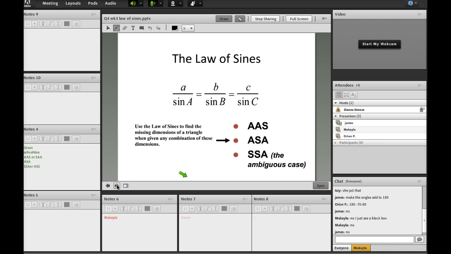All right, so really remember law of sines. Side A over sine A, side B over sine B, side C over sine C, or you can flip them. Does that make sense? Make sense, everybody? Yes. Okay. Thank you, James. Somebody's listening.